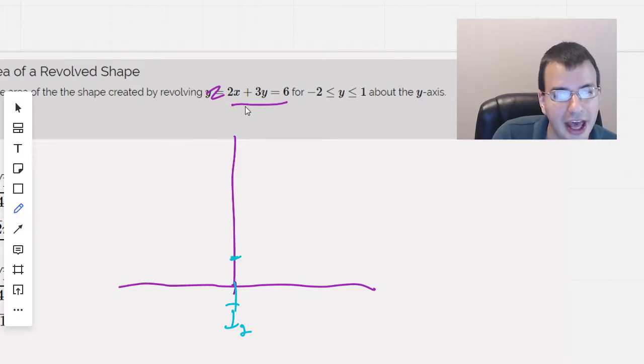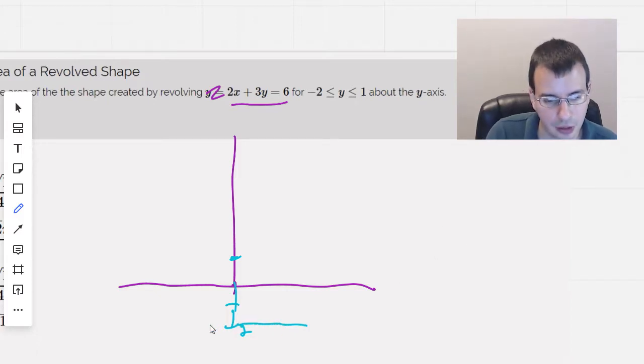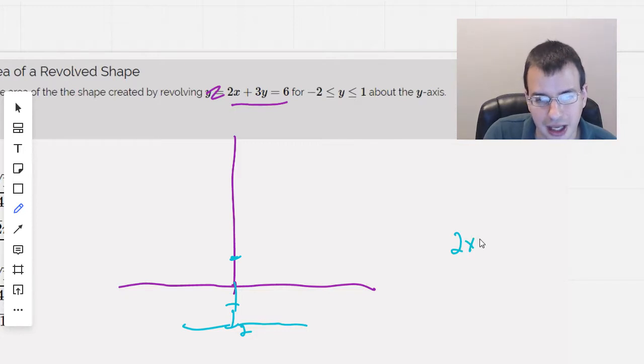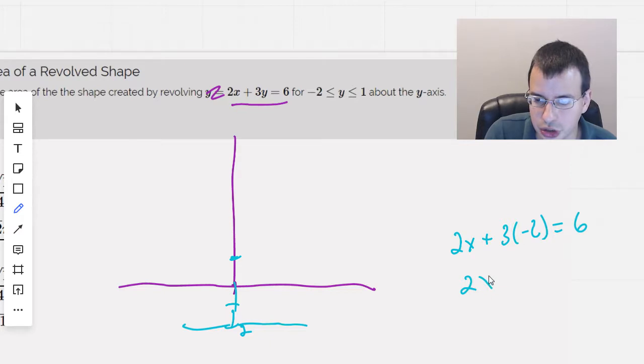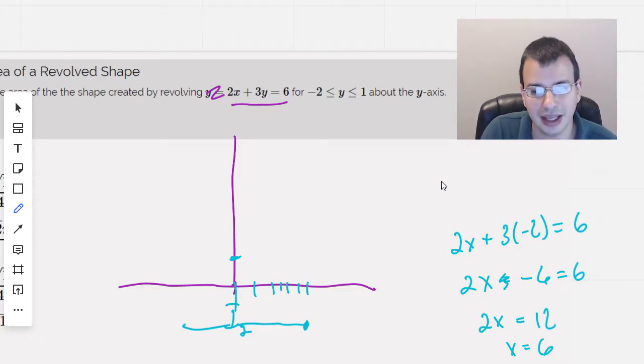And so if we plug in, let's say, negative 2 here for y, we find out where it is on the x-axis. So 2x plus 3 times negative 2 equals 6. 2x minus 6 equals 6. 2x equals 12. X equals 6. 1, 2, 3, 4, 5, 6. So about here.